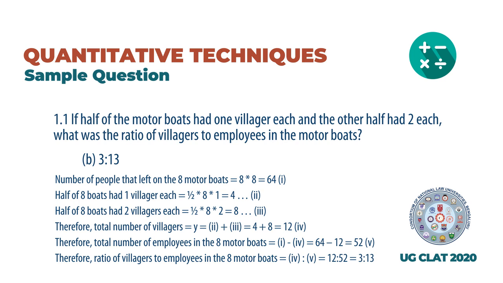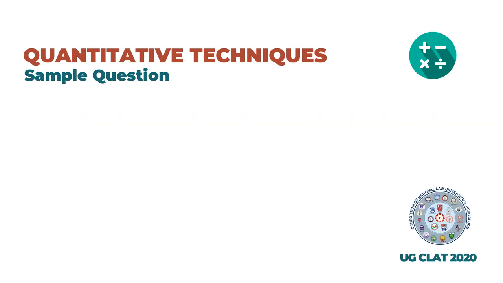Therefore, the total number of employees in the 8 motorboats is calculation 1 minus calculation 4, which is 64 minus 12, which is equal to 52. Let's call this calculation 5. And finally, the ratio of villagers to employees in the 8 motorboats is calculation 4 is to calculation 5, which is 12 is to 52, which is 3 is to 13.